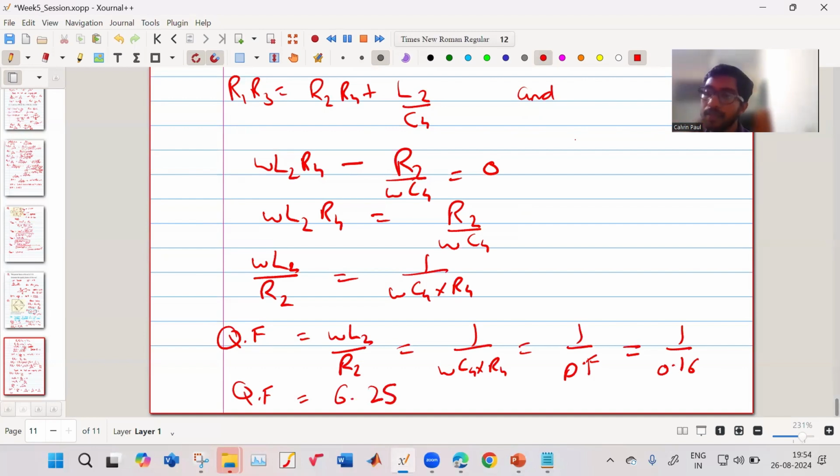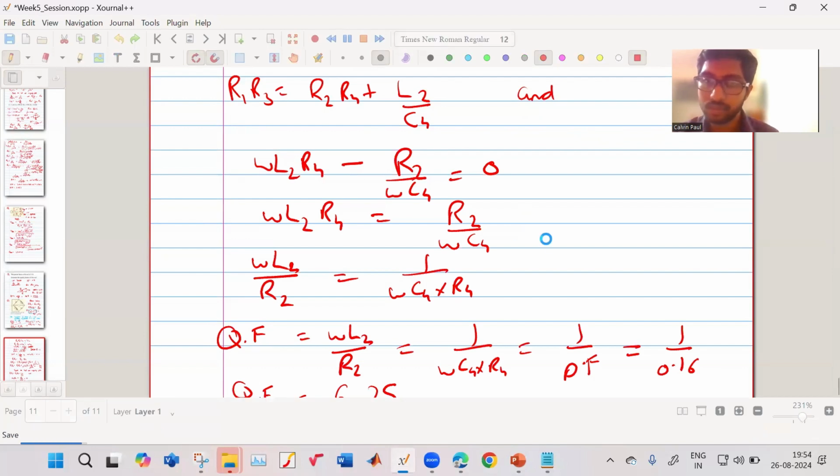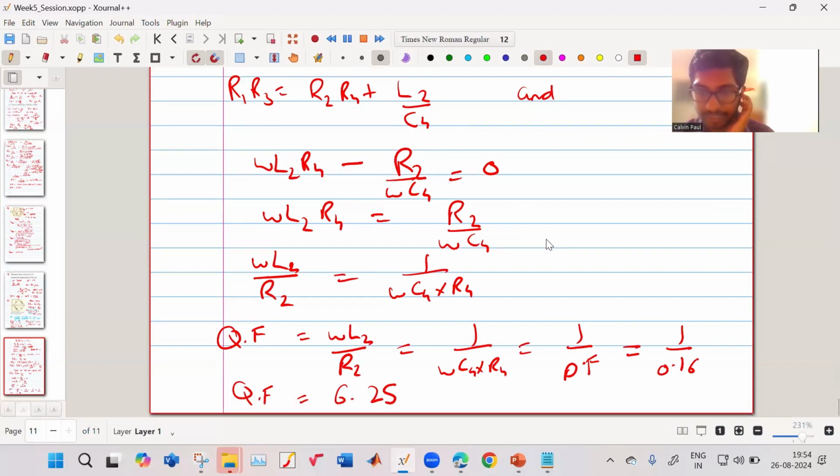Okay. 0.16 inverse. Okay, sir. 6.25. Correct. Okay, so there was a mistake I made. The note also was wrong, so I modified it and corrected it, and then we got the answer. Okay, sir.